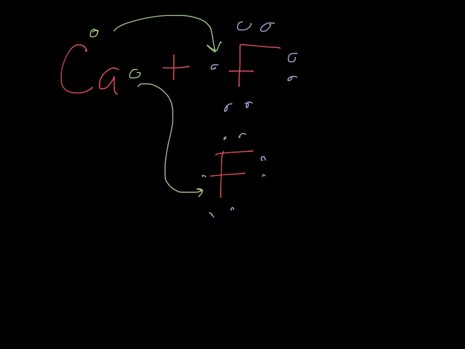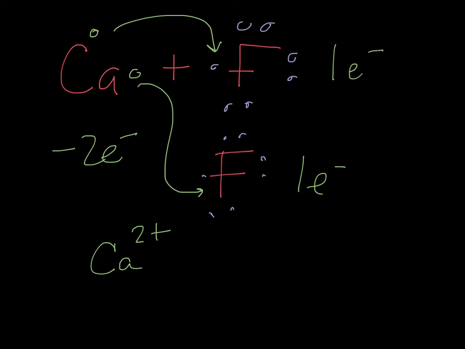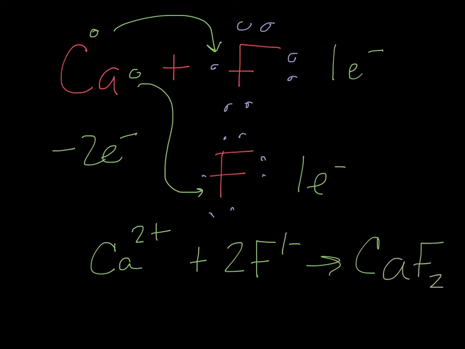And so what we end up with is calcium, which lost 2 electrons, is going to be a 2 plus charge. And then each fluorine gained 1 electron. So we're going to have plus 2 fluorines, with their 1 minus charge. And so my formula for this would be CaF, and we put a 2 down there. Okay?